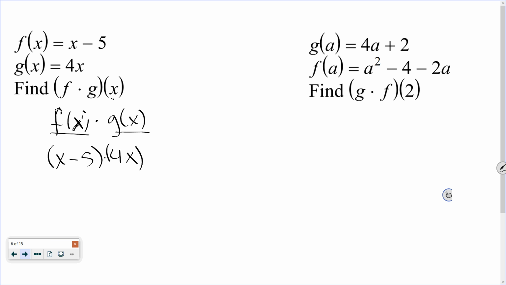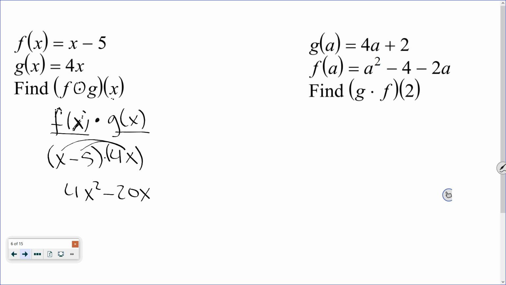Okay, so now we have to distribute. So x times 4x is 4x squared, and minus 5 times 4x is minus 20x, and we're done. So exactly the same process. The only difference is, instead of adding or subtracting, now I'm multiplying because of that multiplication right there.